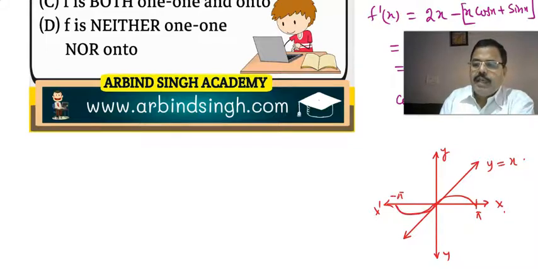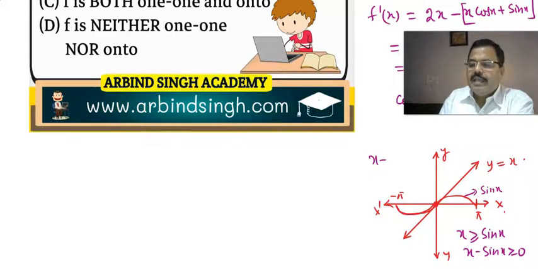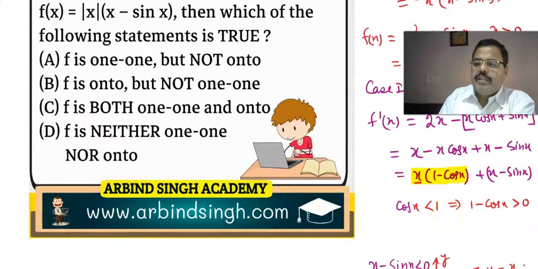This is -pi. Here x is greater than sin x. At x = 0 both of them are equal, but in the positive region, as x increases, this is the graph of sin x and this is the graph of x. So x is greater than or equal to sin x, and x - sin x is greater than or equal to 0 for the positive region. For the negative region, x is negative, so x is less than sin x, so x - sin x is less than 0 in the negative region, but in the positive region x - sin x is always positive.